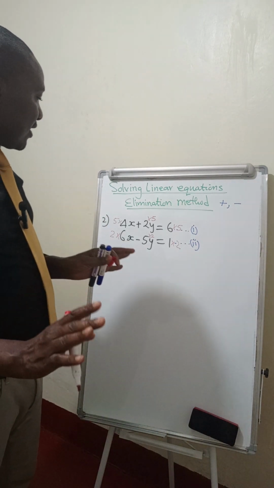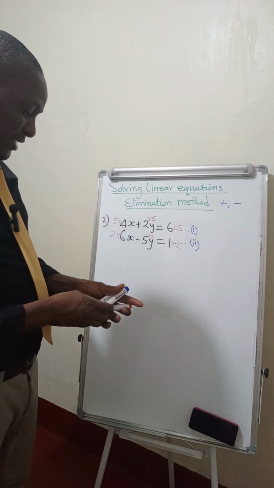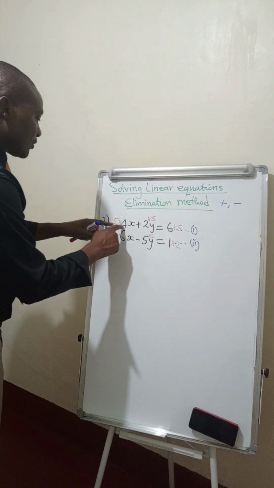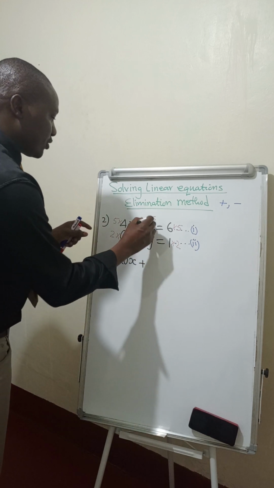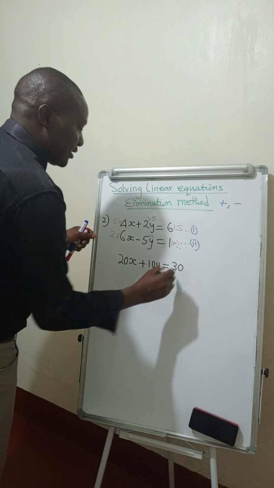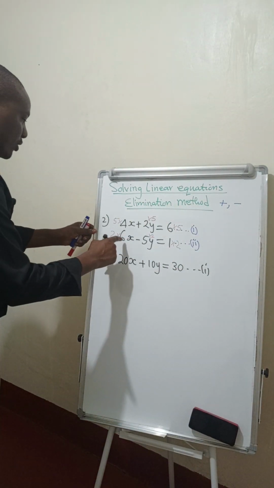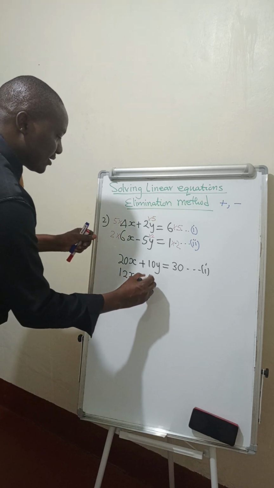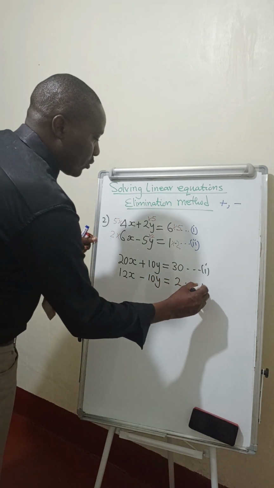My learners, are you following? That is step number 1. Now, let's rearrange them. 5 times 4, you'll get now 20x plus this one is 10y is equal to 30. That is equation 1. This one will give you 12x minus 10y is equal to 2. Equation 2.